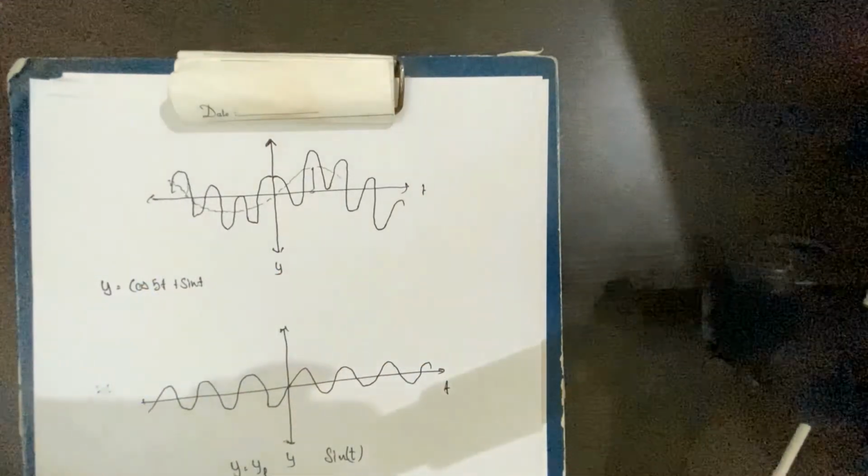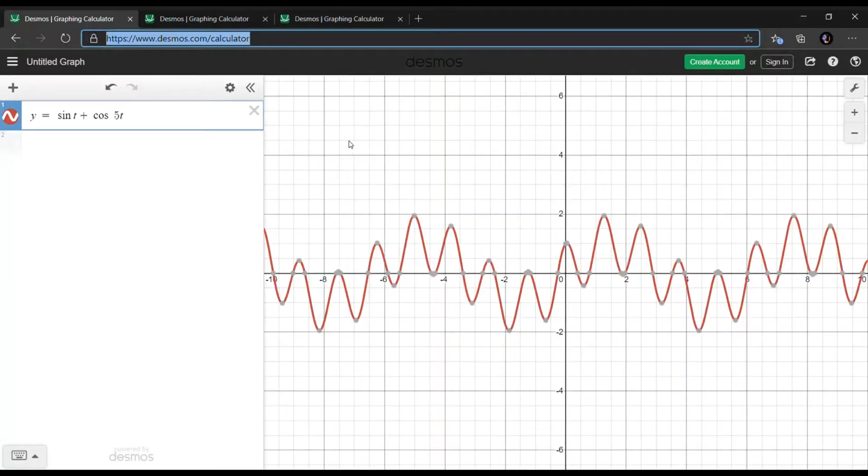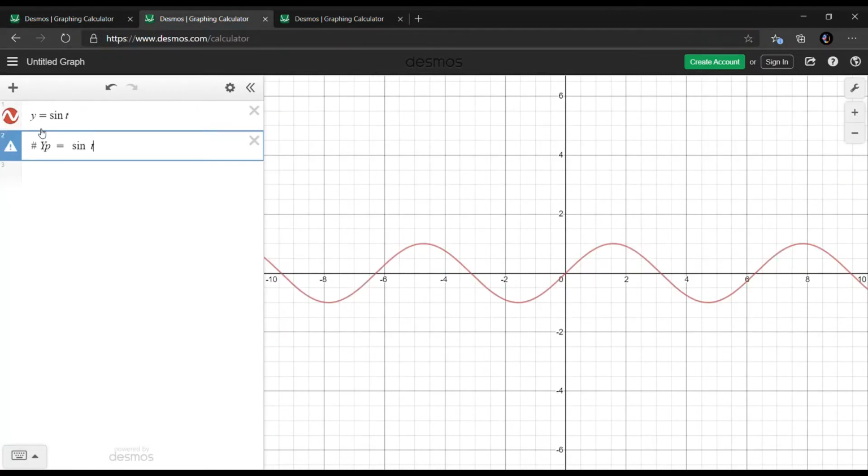So I am just going to show this to you on the computer. Okay, so here we have the graph of the solution, that is y equals sine t plus cos 5t. No, it's nothing like what I drew on paper, but I tried my best. So this is the graph of yp equals sine t. Y equals yp is a sine t graph. So the amplitude is 1, and it's your normal sine graph.